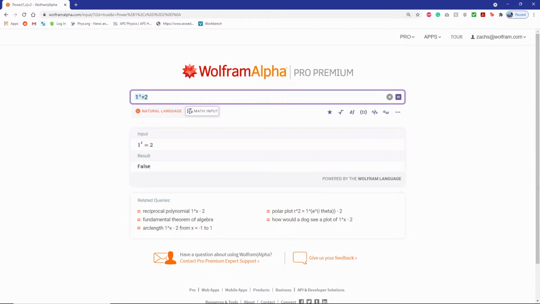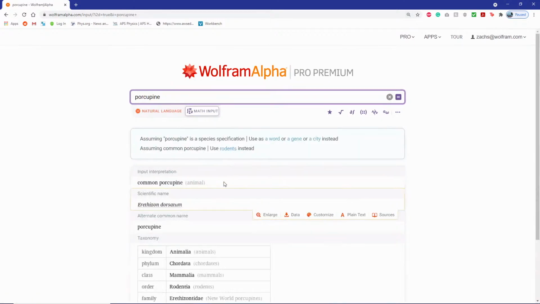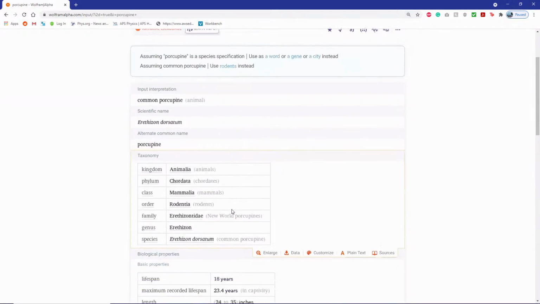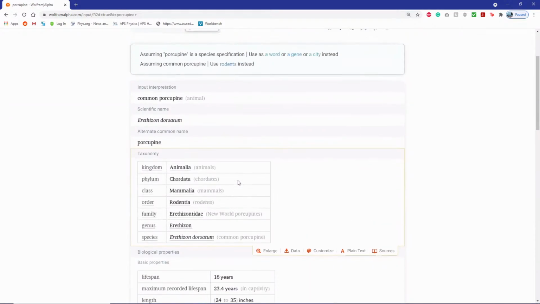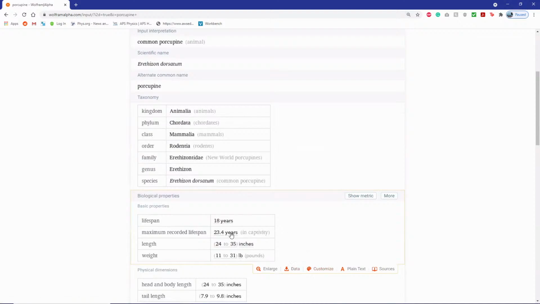Let me think. What else do I have to go over? Well, we talked about some linear algebra stuff. Let's talk about just some normal information lookup. Something that Kevin seems to like a lot is porcupines. So we can actually look up information about porcupines. Now we're entering the Wolfram computational world. There's a ton of data about any topic, and you can do computation with that data, of course.